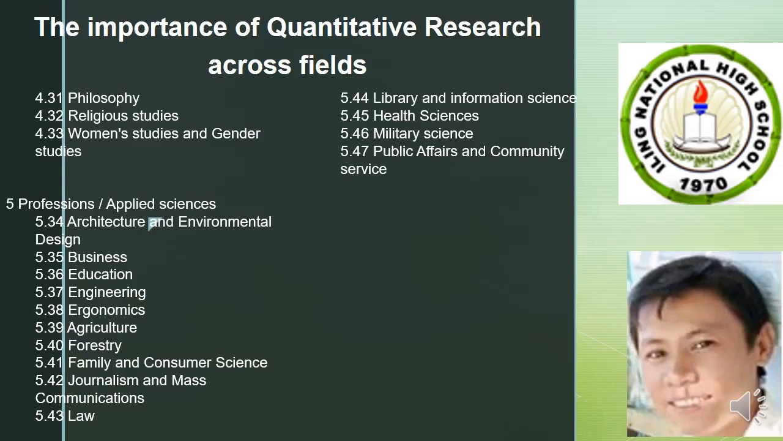At ngayon ay we are going to discuss, no, the importance of quantitative research sa mga fields na ito. So, although hindi sa presentation natin ay hindi natin lahat mai-present lahat ng mga fields na yan, but we are going to discuss some fields, no, or some areas.